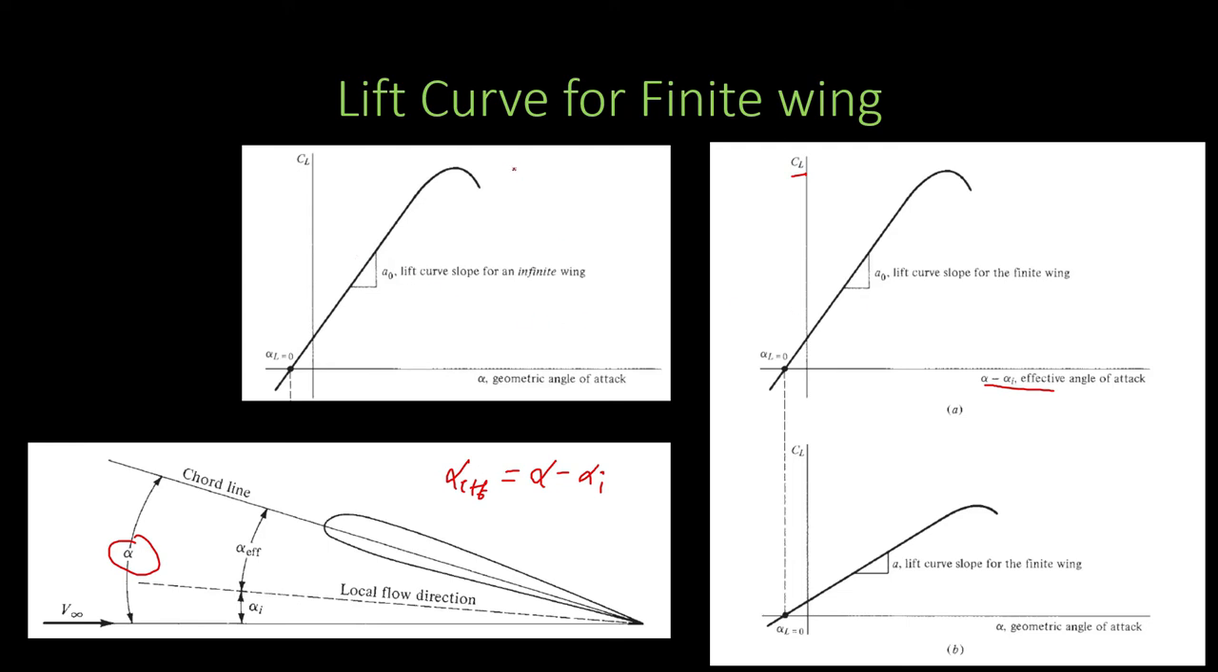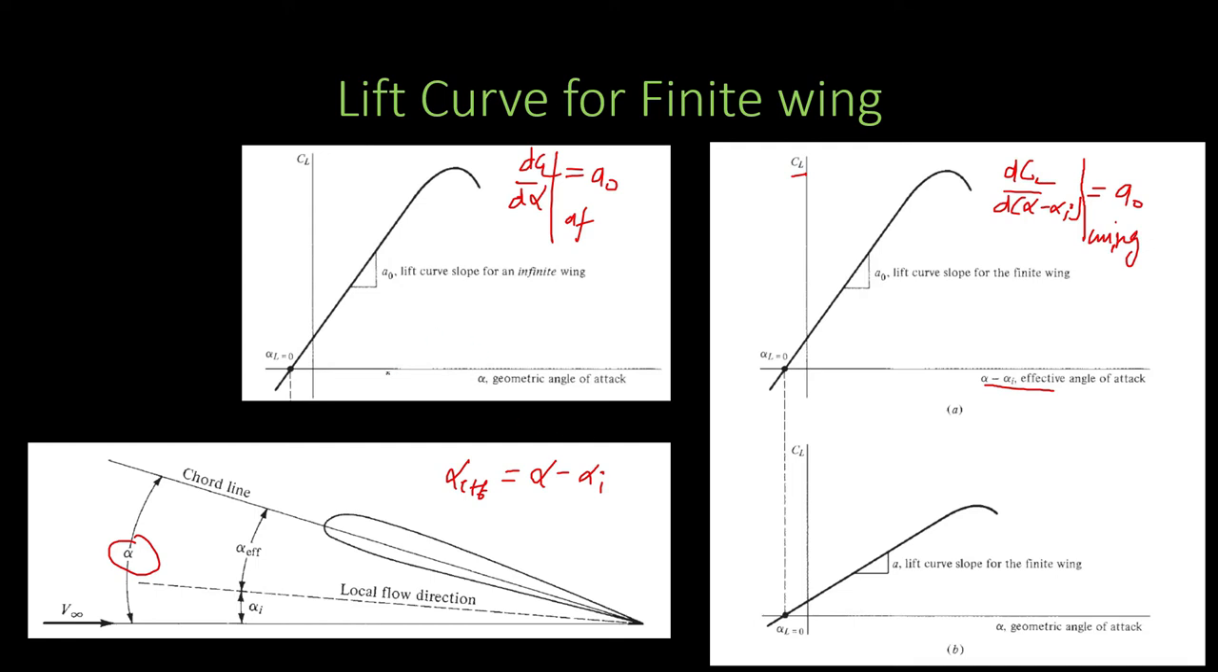So this means we will have the same slope. I can say that for an airfoil, dCl by d alpha is equal to a naught, where a naught is the slope, and for a wing, dCl by d(alpha minus alpha I) is equal to a naught. So this is for an airfoil and this is for a wing. In general, we do not draw CL versus alpha effective. We generally draw CL versus alpha geometric, that is the CL alpha curve of the wing.